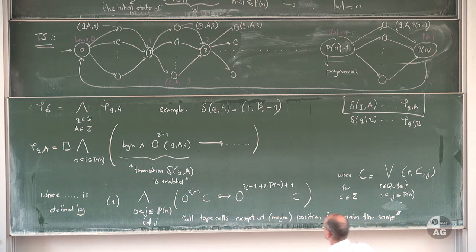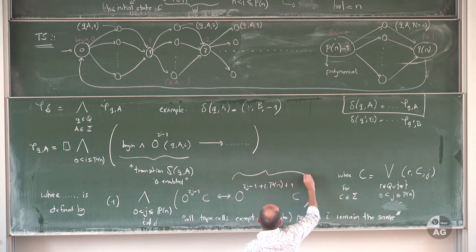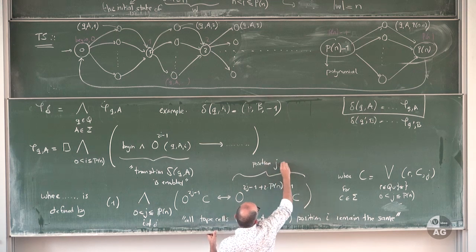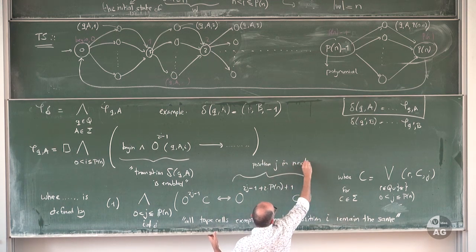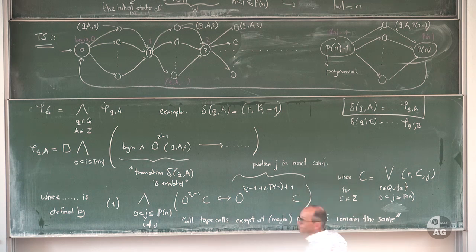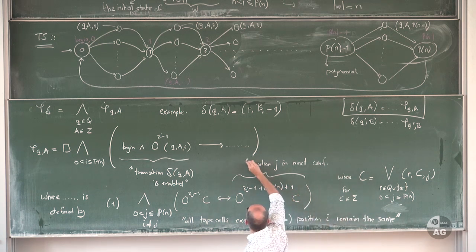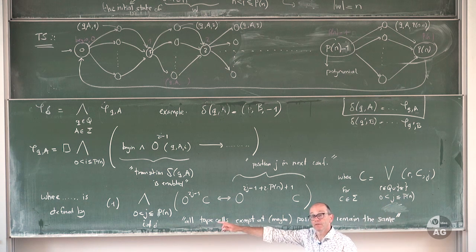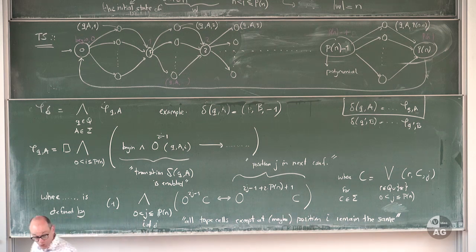So this really means, let's say position J in the next configuration. That's what it means. I hope I have all the brackets correct, but you can double check. Okay, this is part 1. Everything that doesn't need to change is not going to change. Of course, we still have to model that something is changing. And maybe the cursor is moving.